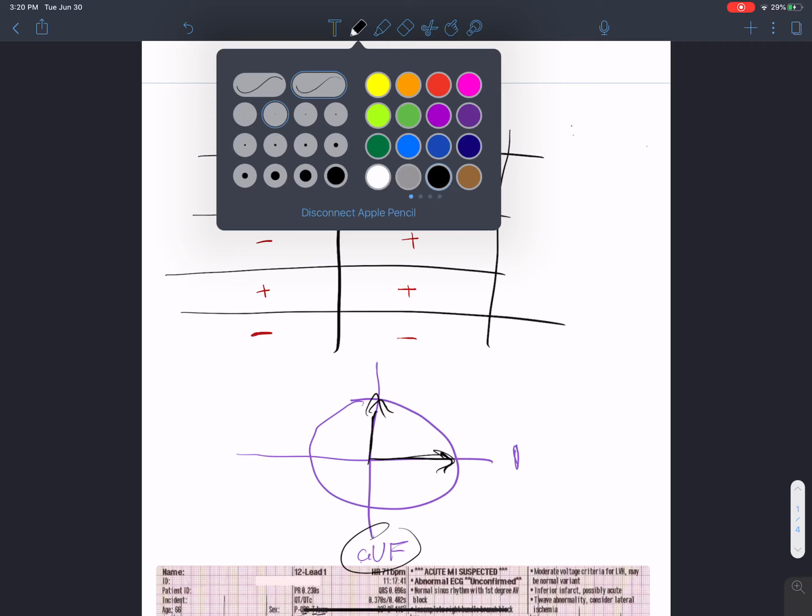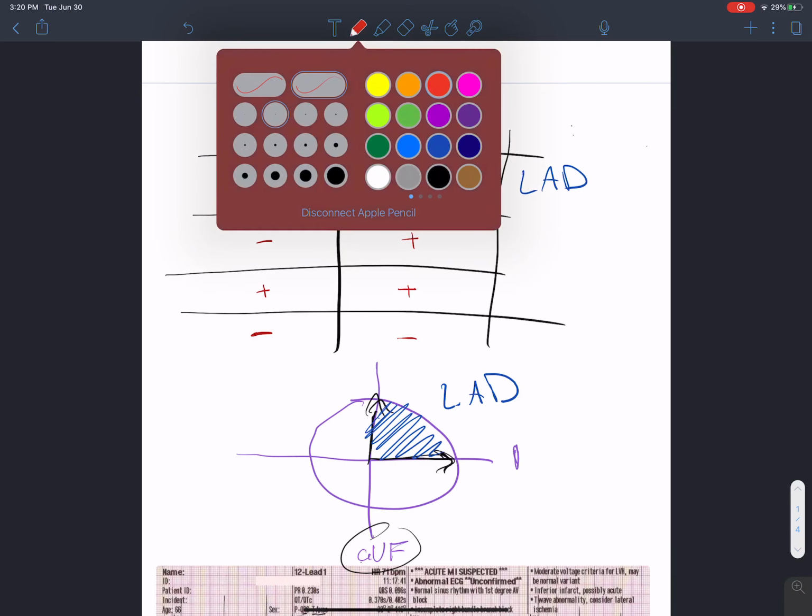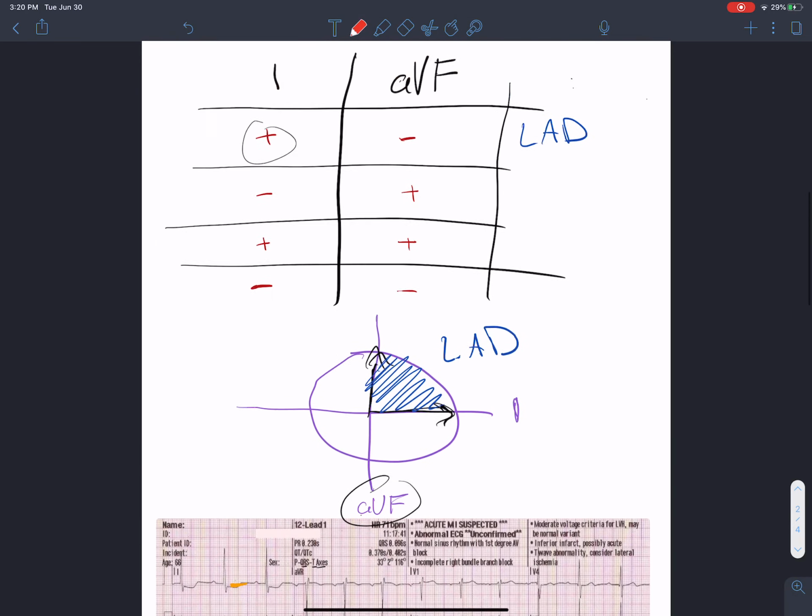Check it out. We're over in this section right here because we add those two vectors together, and generally speaking, we can call this left axis deviation. Not too shabby. Let's go to the next one.